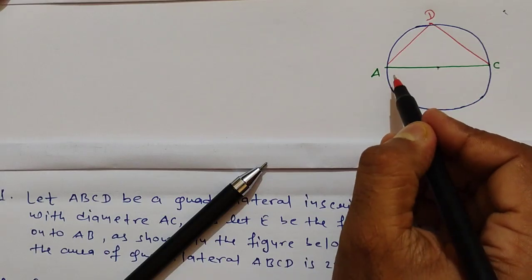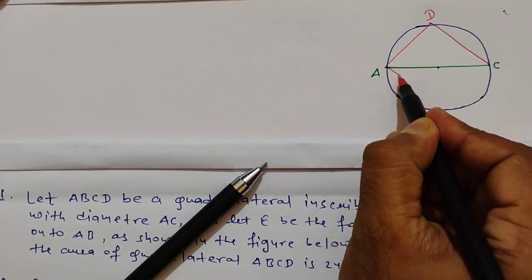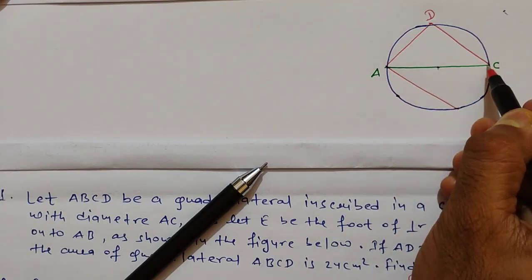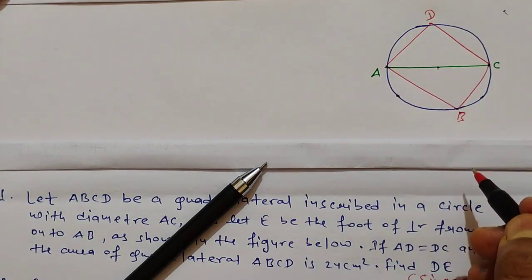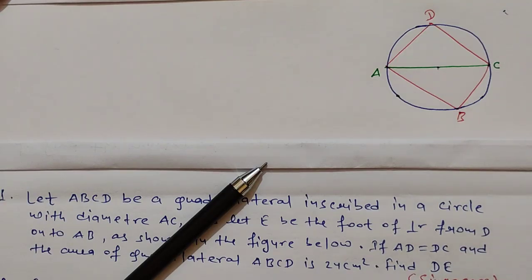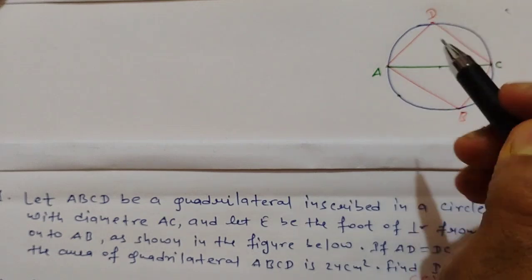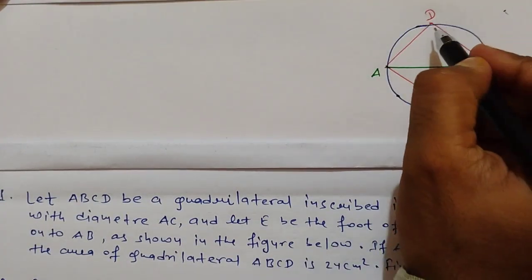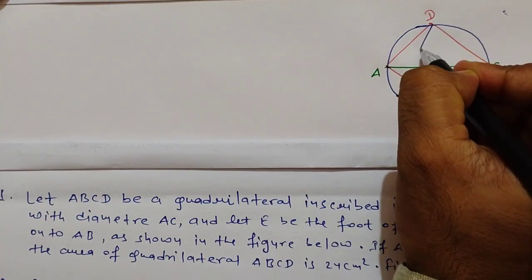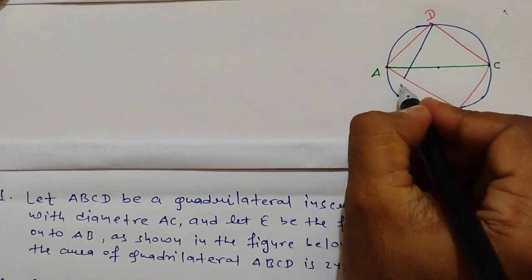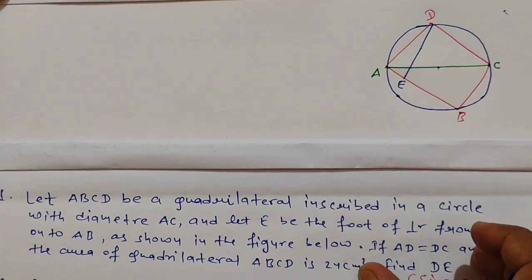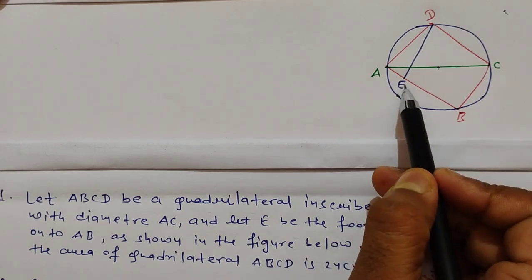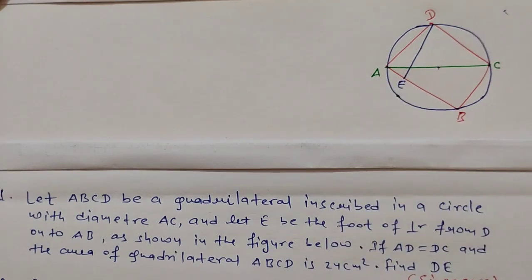here we are forming the 4 chords AB, BC, CD and DA, and here we have this also at point E, DE, which is perpendicular, and here E is the foot of perpendicular of D onto AB.